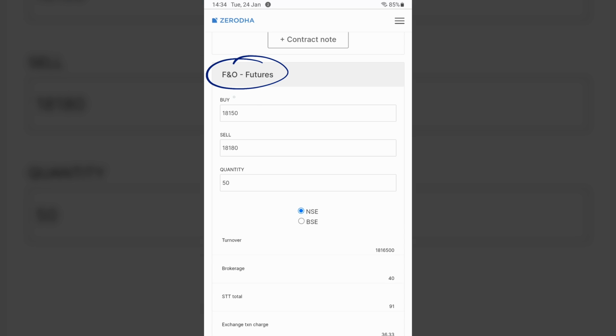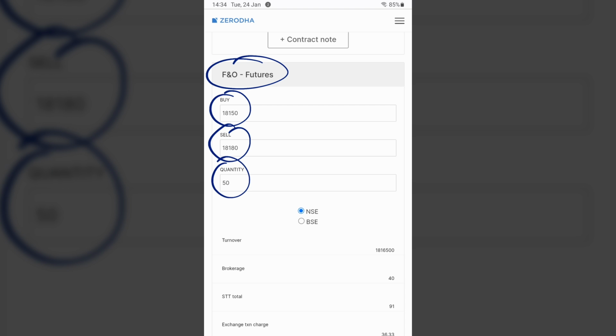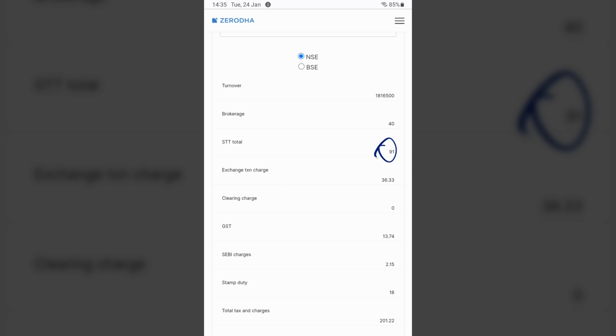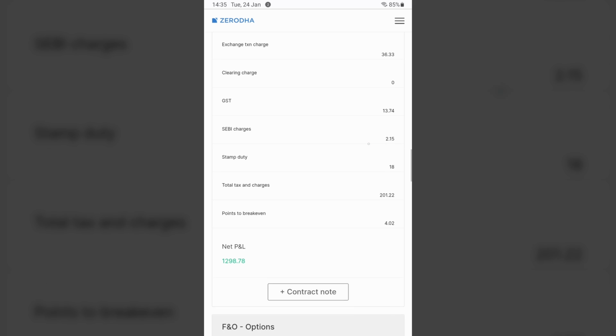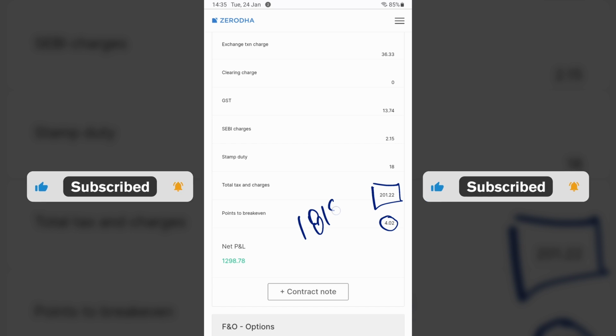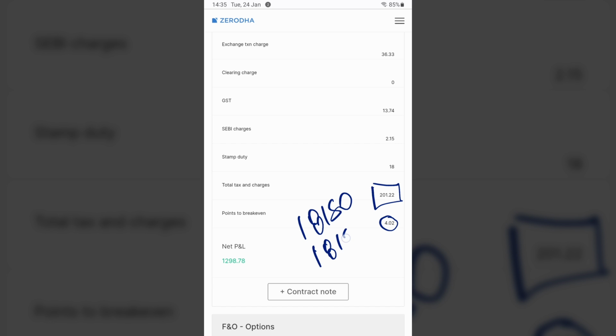For futures, say if you bought something like a Nifty for 18,150 and you sold it for 18,180, quantity being 50, your turnover becomes 18 lakhs 16,500. Your brokerage is 40 rupees. Your STT is 91. We can see all the other charges and GST here. Your total charges are 201. So points to break even is 4. So if 18,150 Nifty goes to 18,154, you will break even.